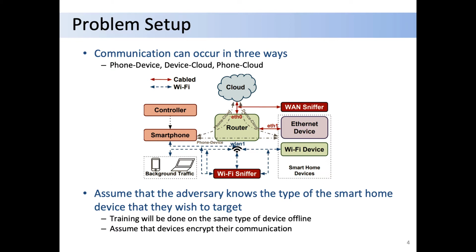They're going to assume that the adversary knows the type of smart home device that they wish to target, which is very important because in order for PingPong to work, you have to train on the actual type of device you want to use, and you'll be doing this training offline. And we're going to assume that the devices will encrypt the communication, but a lot of things like the MAC address and other things won't actually be encrypted, so you can use that information to your advantage.